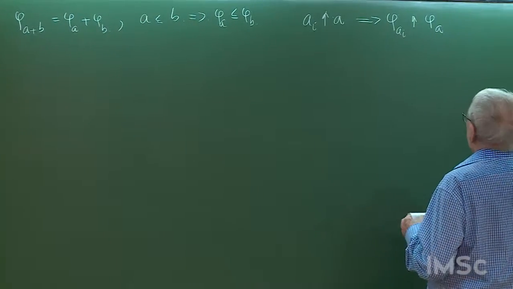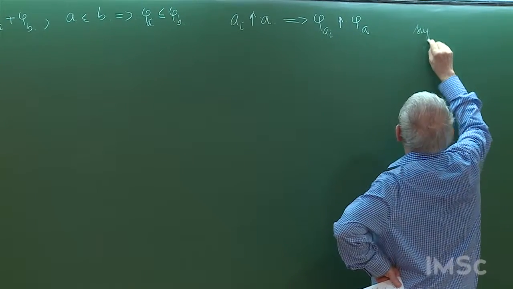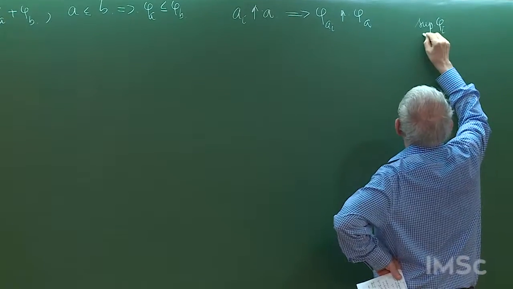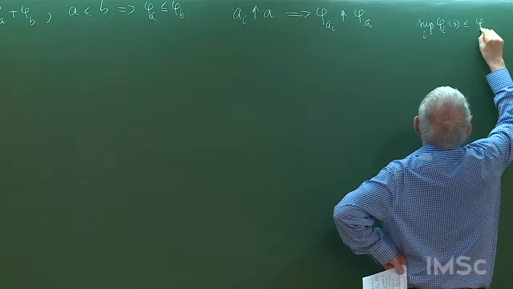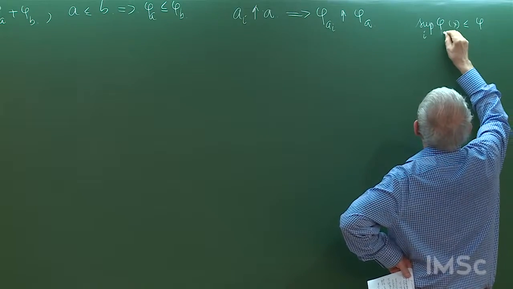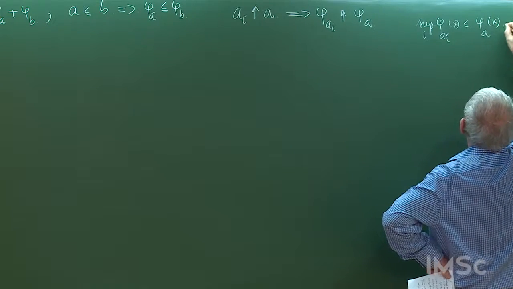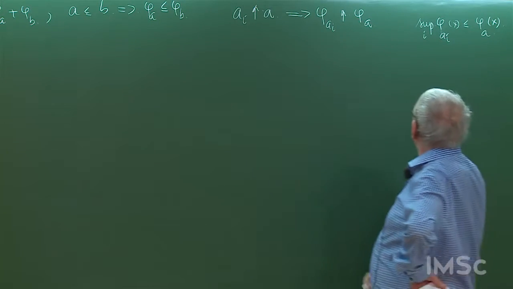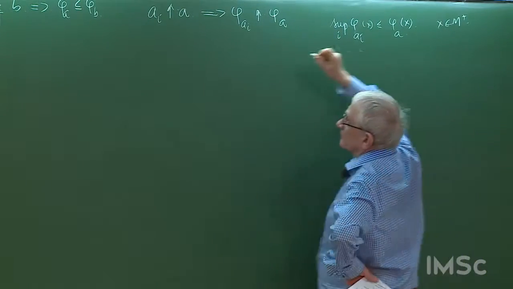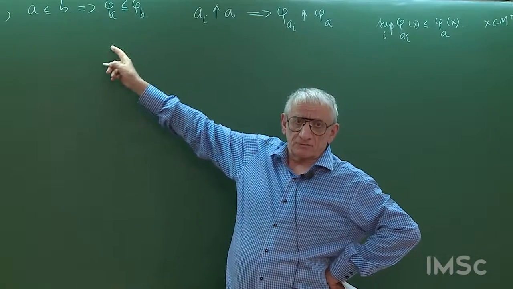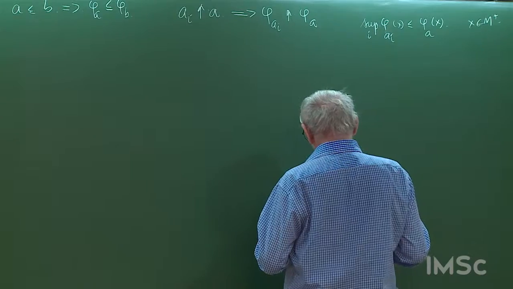Here the argument is easy. First of all, the sup of φ_{A_i} of x is less than φ_A of x, because for x a positive element, because of this fact, it's obvious.